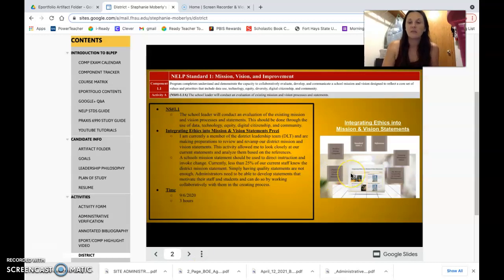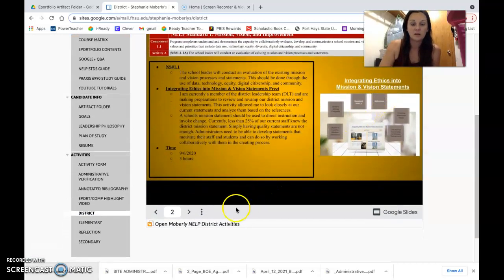Here is an assignment I had I incorporated or included from one of the courses that we took. This is integrating ethics into the vision and mission statements. So here next year, my district is actually going to be revamping ours. So that will come in very handy.